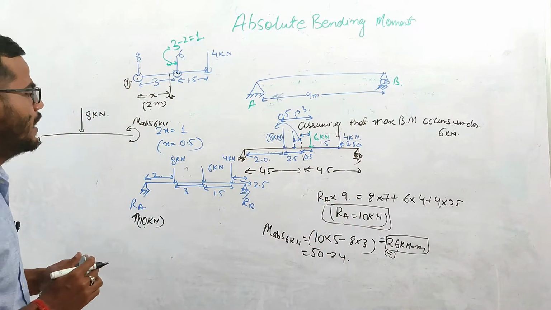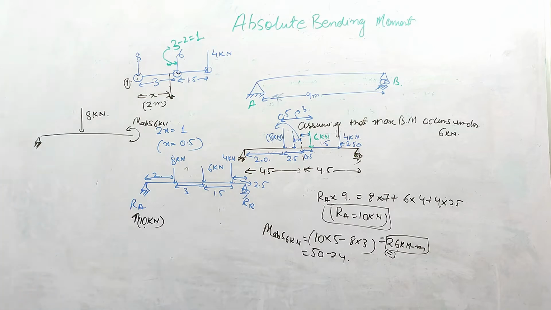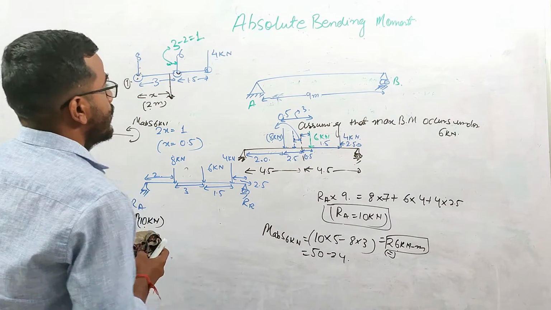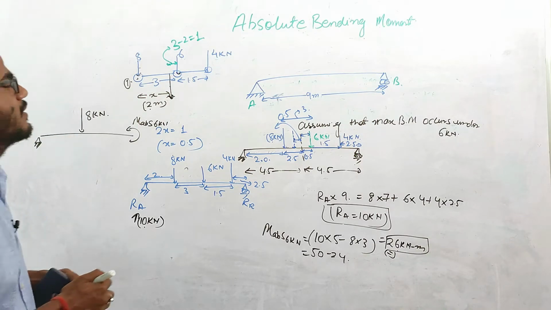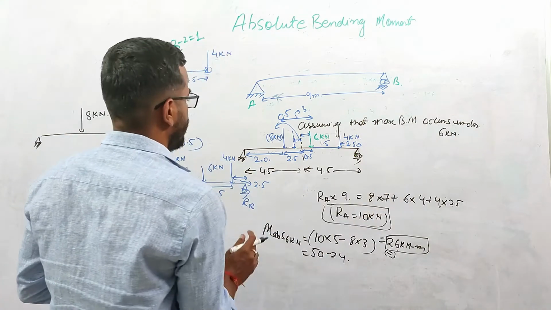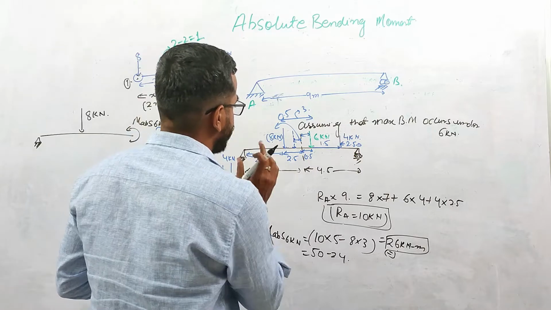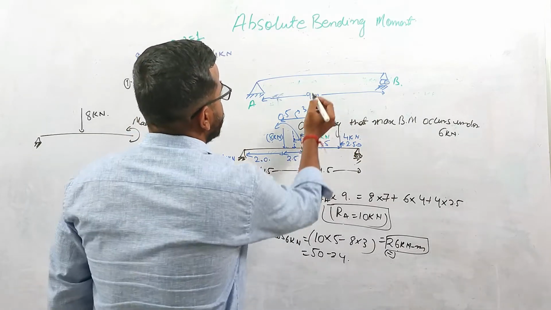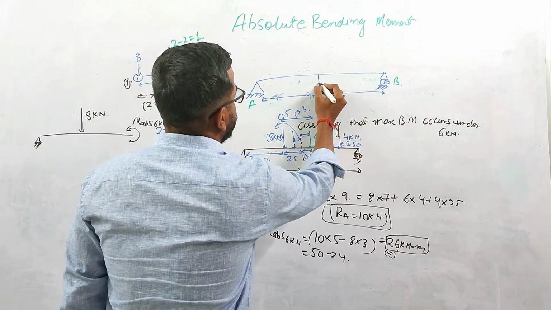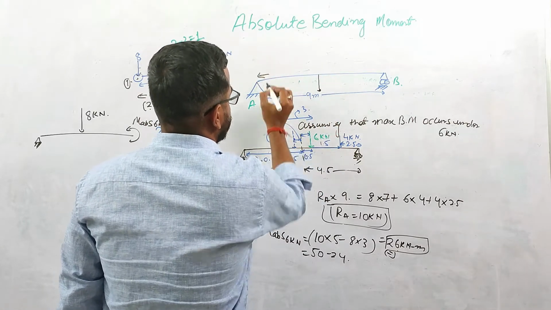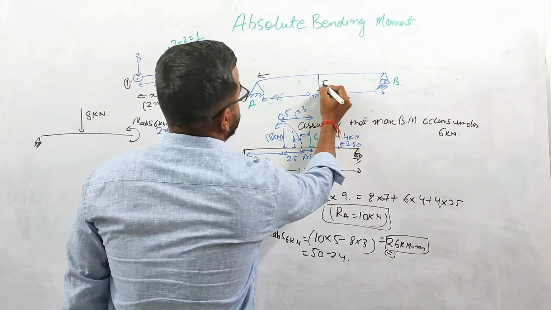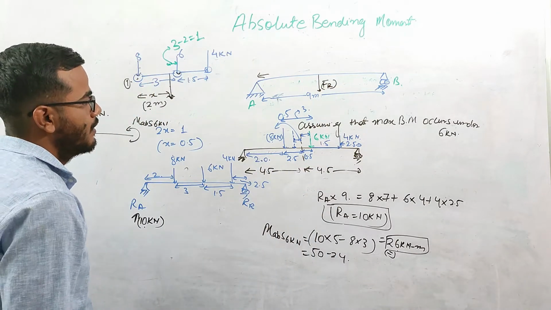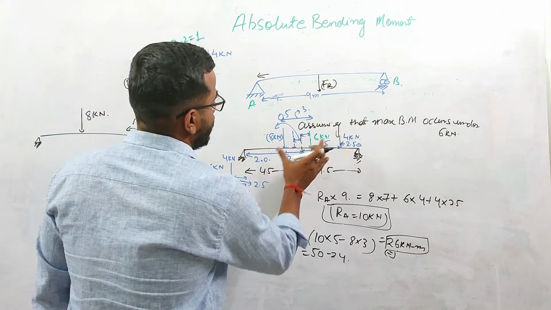Okay, one more thing I would like to discuss is that students can make a mistake over here. One mistake students can make while solving this problem: we have calculated the resultant force at this location. Let us suppose this resultant force is acting at this point, the resultant of this force system.